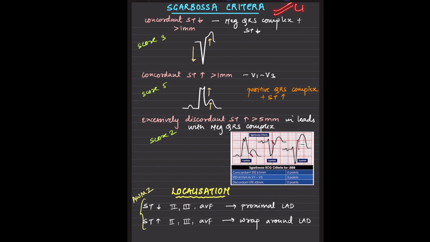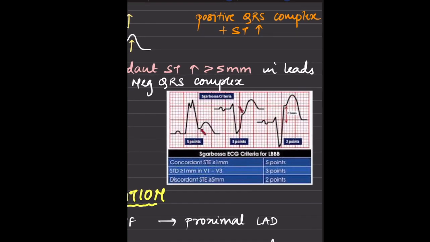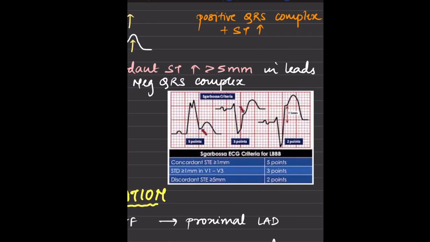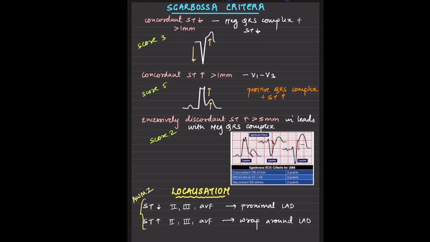Sgarbossa criteria, LBBB, using it on a daily basis. So there would be concordant ST segment elevation of more than 1 mm. That is concordant ST elevation, that denotes 5 points. There will be ST depression which is more than or equal to 1 mm in V1 to V3, that is 3 points. And there is discordant ST elevation of more than or equal to 5 mm, that is 2 points.